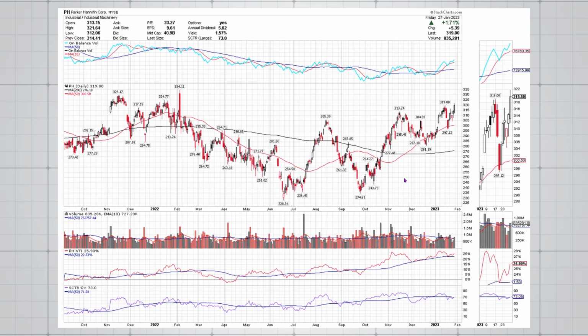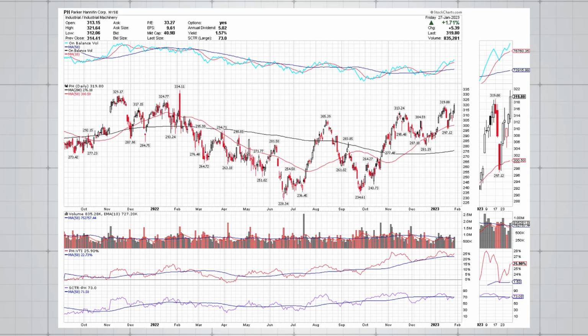We did close over that slightly on a nice bar with high volume, and Scooter value is slightly degraded around 73, not horrible. Relative strength is up and OBV is up. Positive slope in all of the time frames that we have there. So very interesting for the Parker Hannifin chart here. Looks like it is indeed what we asked for.